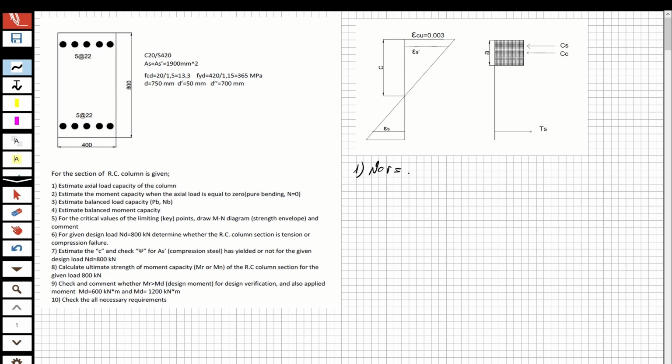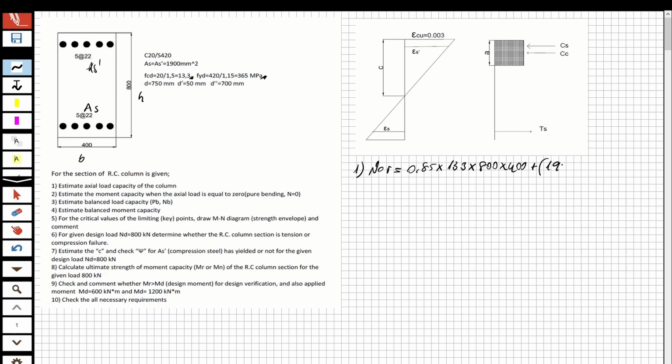For the N0, 0.85 multiplied by the design strength of the concrete. What is that? 13.3. Look at here, design strength of the concrete, and this is the design strength of the steel, okay? So 13.3 multiplied by H. What is H? H is this one, the height of the section, and this is the width of the section. So 800 multiplied by 400, plus, I have, look at here, an As prime and As, so I'm going to take the summation of both steel.